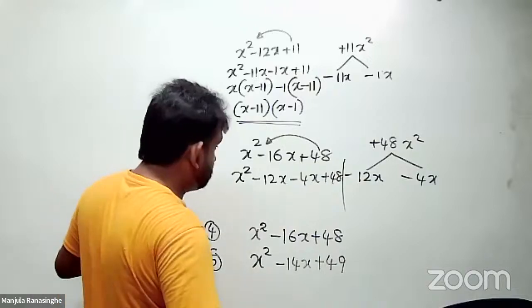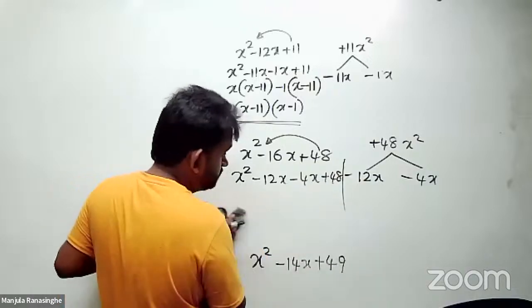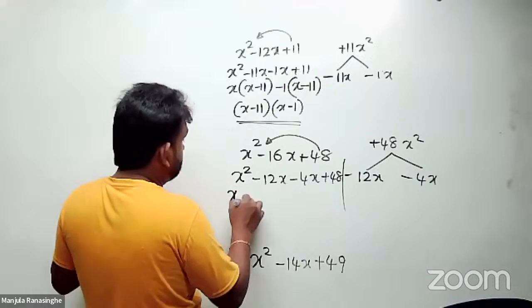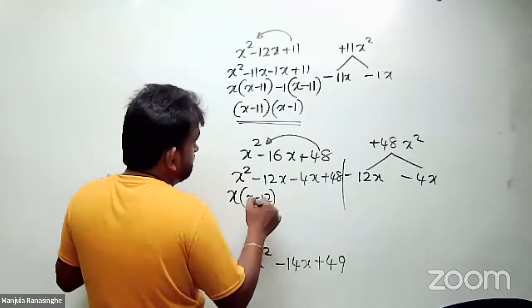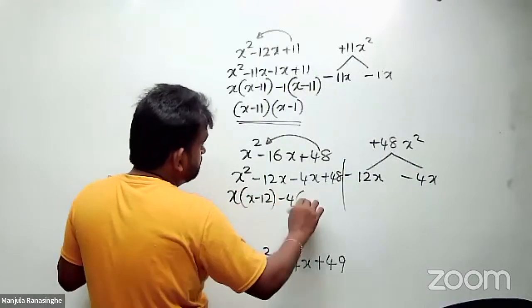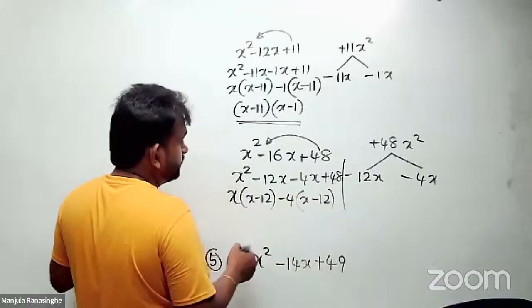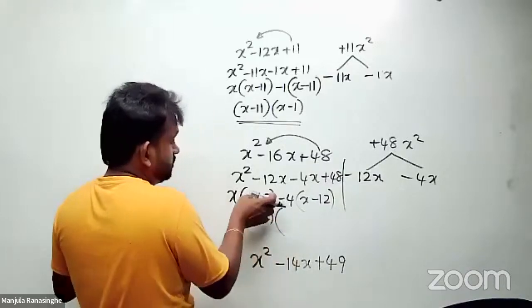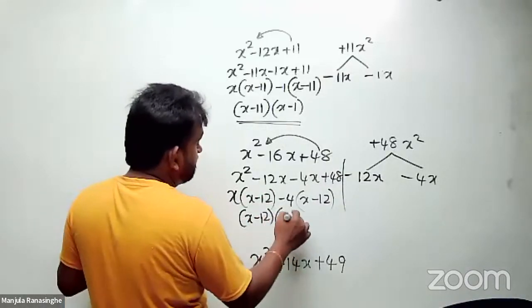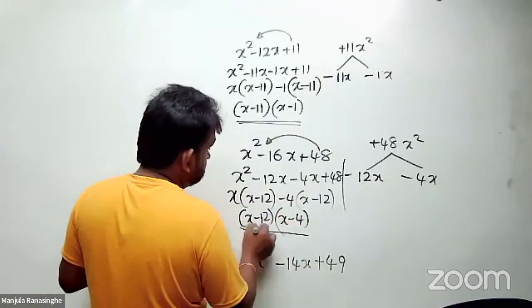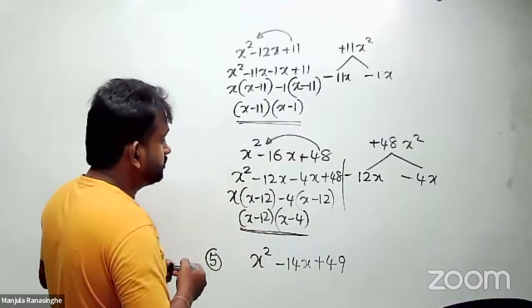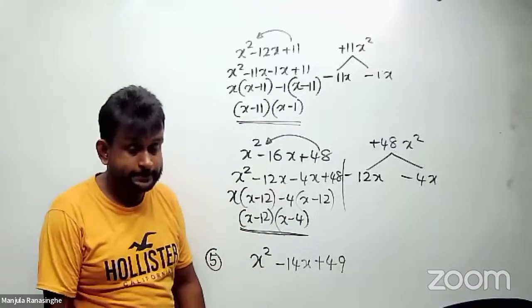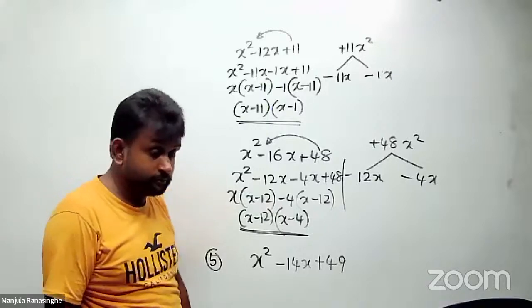So I take 2 by 2 common factors. Here x common, x minus 12. Here minus 4 taken out, then x minus 12. So x minus 12 is common and taken out, then here x and here minus 4. So x minus 12 into x minus 4. Okay.